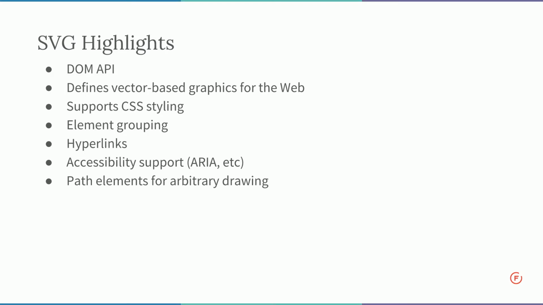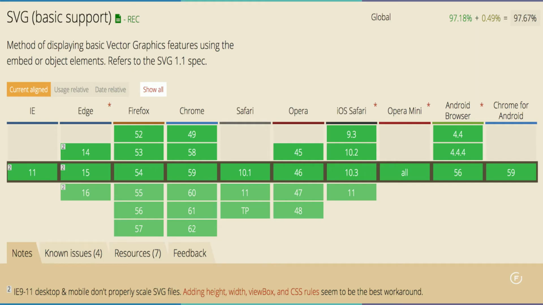It supports SVG styling and element grouping, which is when you have data that ends up becoming different attributes, and you can group those attributes to do really clever things with them. It supports hyperlinks, and it does have accessibility support. You can throw ARIA attributes and things like that at it. There was actually a 508 presentation yesterday that went over that pretty well, I think. And of course, it has path elements, which we'll get into. That's a really cool feature of it. As you can see, SVG has a really broad support range, so that's another reason we find ourselves using it quite often.